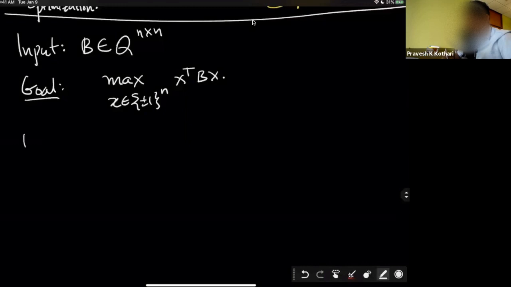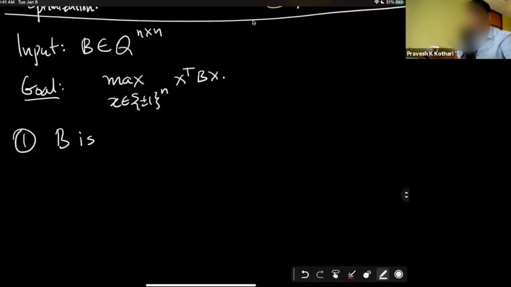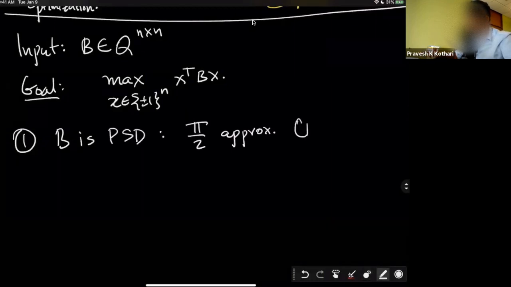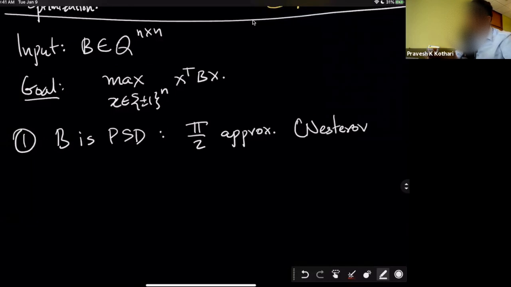And so the case we'll start with introduces us to the first main tool that we'll use, this Schur product theorem. We'll use this to prove Nesterov's theorem, which proves that when B is PSD, we can in fact get a pi over 2 approximation. So pi over 2 is about 1.5. So it's not too bad, right? We can basically approximate the maximum over the hypercube of X transpose BX for any PSD matrix B within a factor of about 1.5. And this is a result of Nesterov from the 90s.